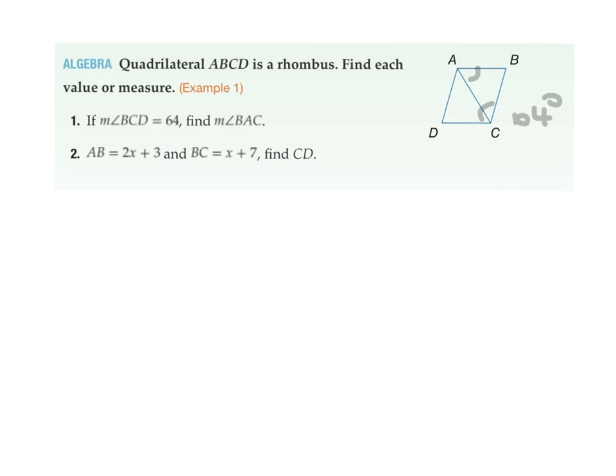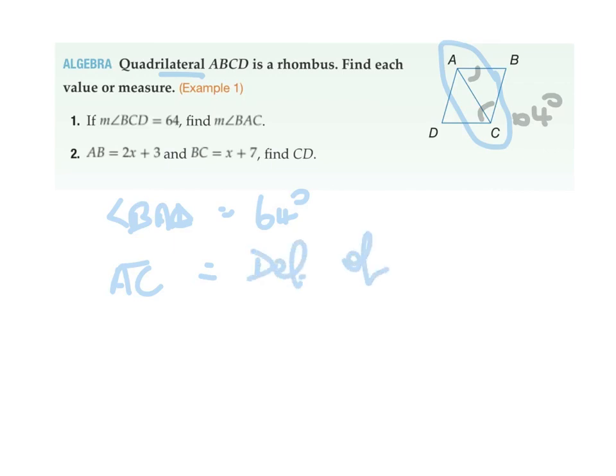Okay, it talks about a quadrilateral. Well, the one thing you do know about a parallelogram is that opposite angles must be equal. So if angle BCD is 64, then angle BAD must also be 64 degrees. And you know that AC is a bisector, by the definition of a bisector. So angle BAC must equal a half.